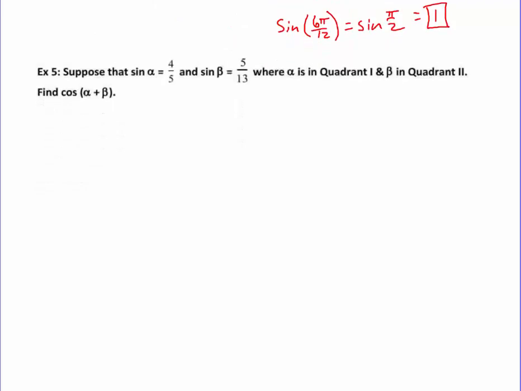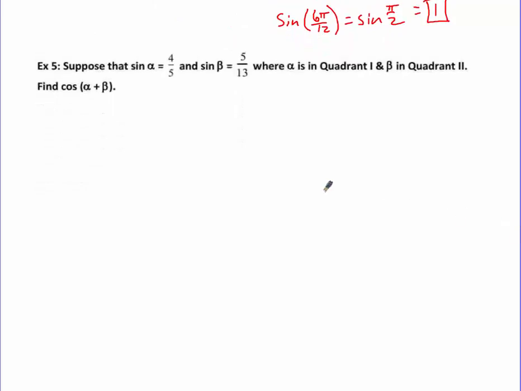All right, last example. This is definitely the most thinking type of question, but it's still not too bad. Suppose that sine of alpha equals 4 over 5 and sine of beta equals 5 over 13. Well, anytime I read that, I think immediately this is an opposite and this is a hypotenuse. And then sine of beta, this is also an opposite and this is also a hypotenuse. Now for different angles, but they're still both opposites and both hypotenuses. Now it says alpha is in quadrant 1. Beta is in quadrant 2. And then it says find cosine of alpha plus beta.